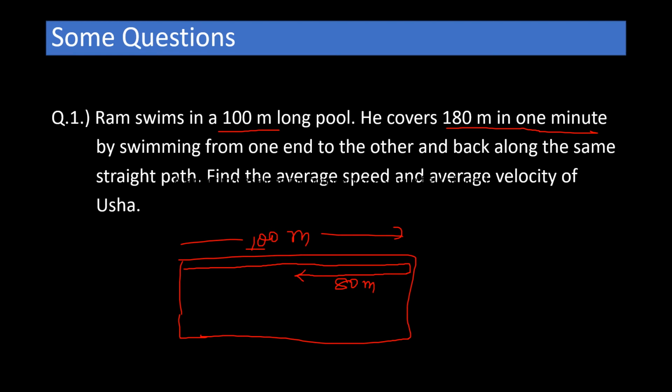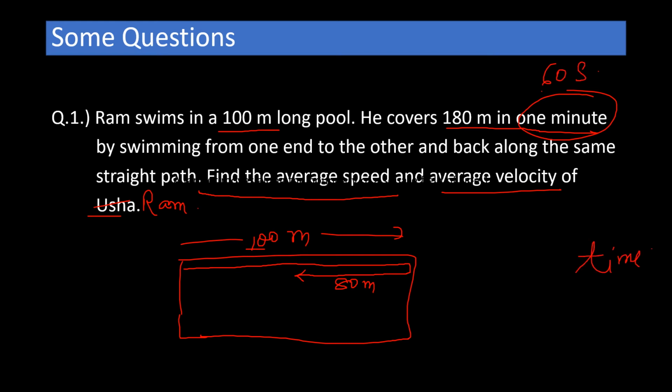So it's written, find the average speed and average velocity of Ram. You have to find average speed and average velocity. So it's written that the time taken to cover 180 meters is 1 minute. So let's make it in seconds. It's 60 seconds. So guys, what do we have as the time? 60 seconds. What is the total distance covered? Very simple. It's the total path length covered. What is displacement, guys? It is 20 meters.